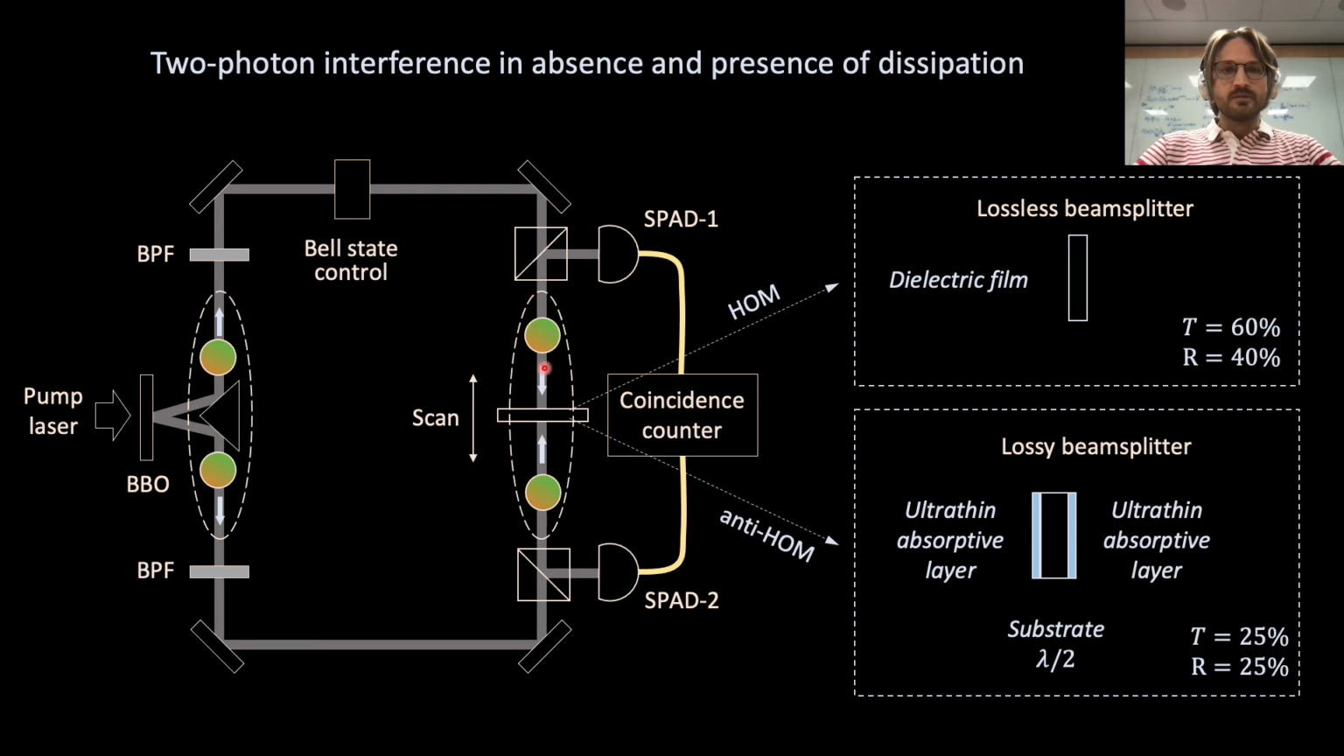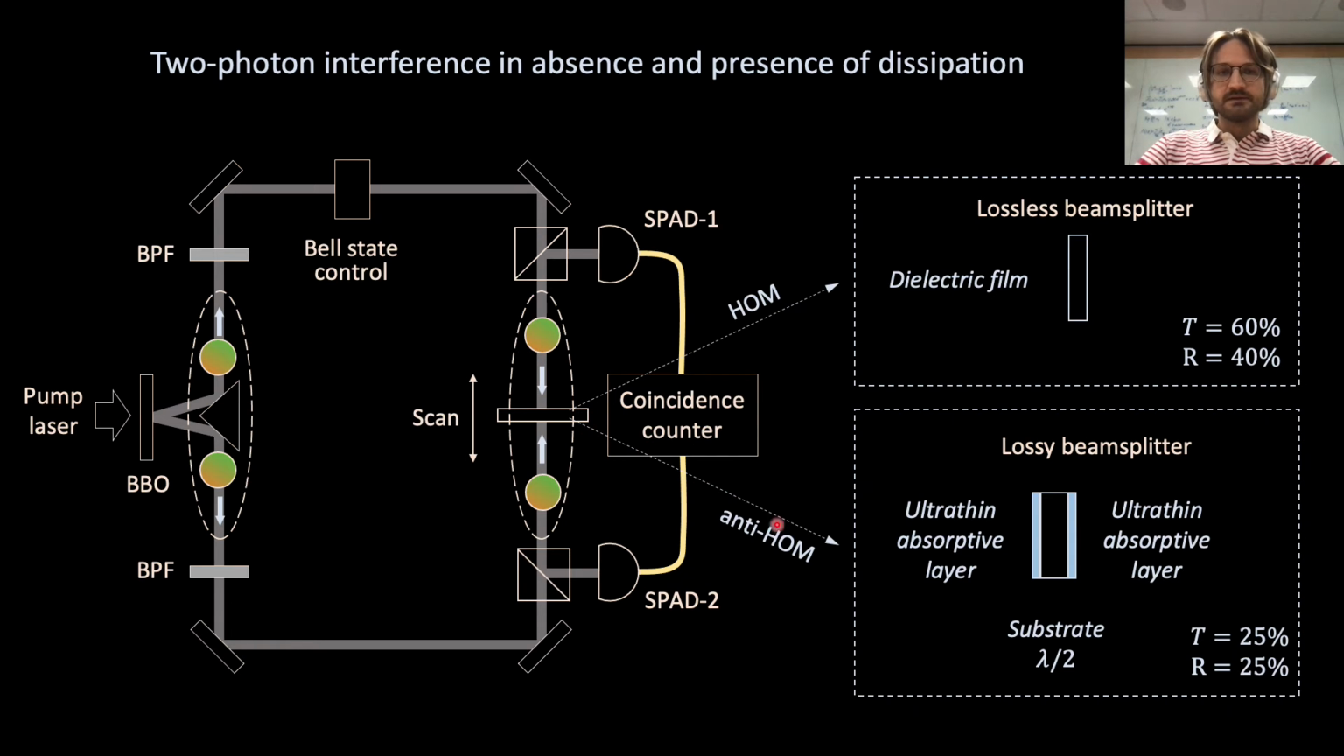Next, we counter-propagate the entangled photons and interfere them in the middle of the interferometer. To observe the Hong-Ou-Mandel effect, we place the lossless beam splitter, which is just a dielectric film with transmission of 60% and reflection of 40%.